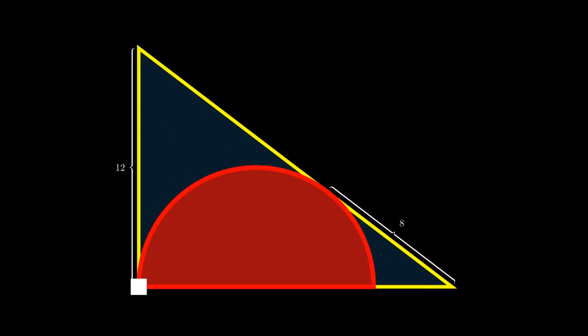The problem asks for the area of the red semicircle inscribed within this right-angled triangle. We are given two lengths. The vertical side is 12 and the outer segment on the hypotenuse is 8.